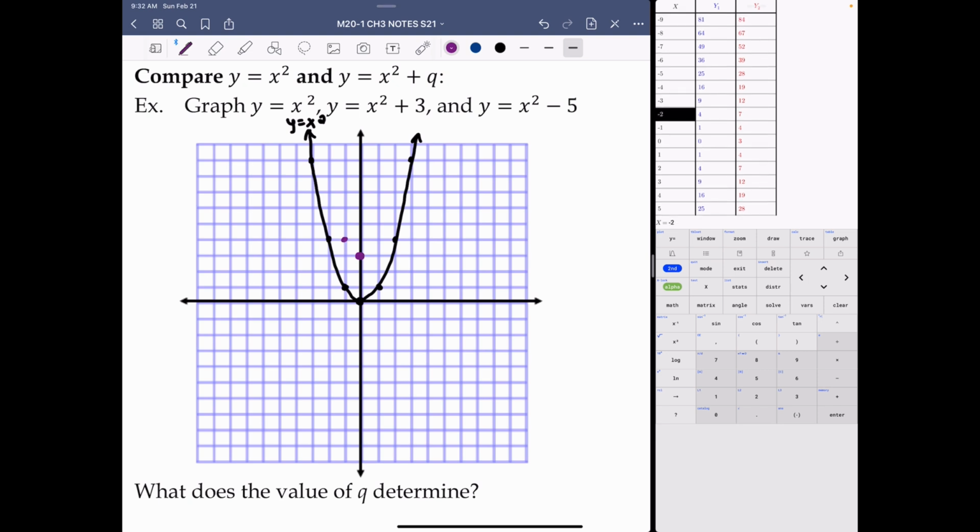When x is -2, y is +7, -2, that's 4, 5, 6, 7. When x is -3, y is 12, that's off my graph, so I am not going to do that one. I'm going to go the other direction. When x is +1, y is 4. And when x is +2, y is 7. And then I can attach those points. And that is the graph of y equals x squared plus 3.